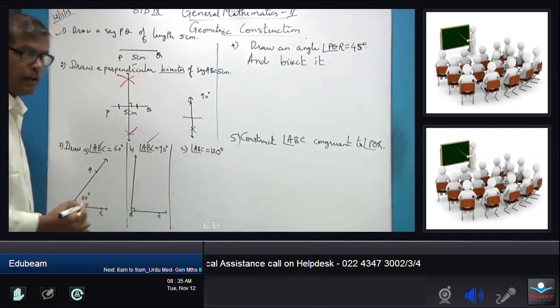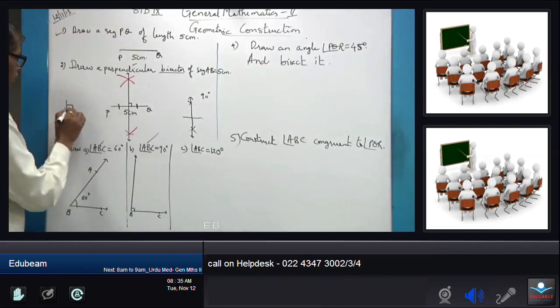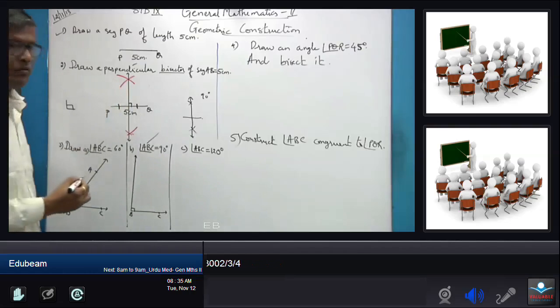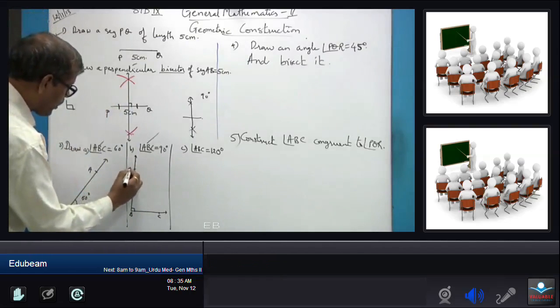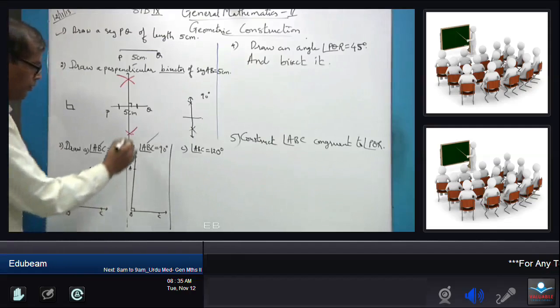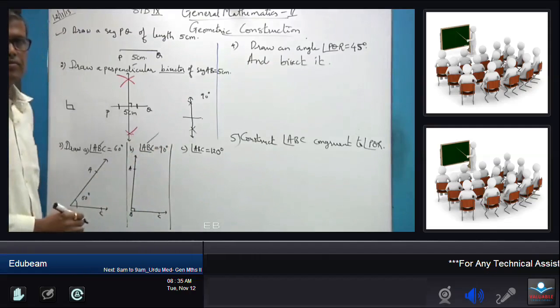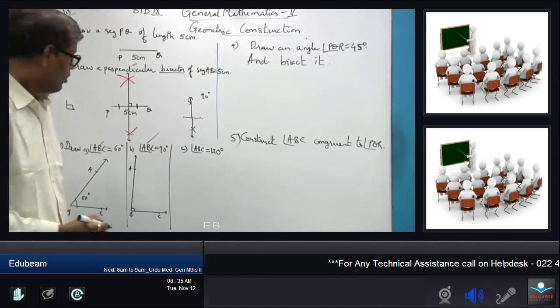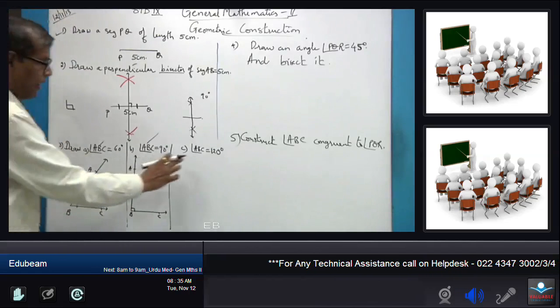You are not going to write 90, just mark it. This is your 90 degree mark, perpendicular on 90. On top, put it as A, and this is your required angle ABC of 90 degrees. Third part of the third question of the same one: draw an angle ABC.